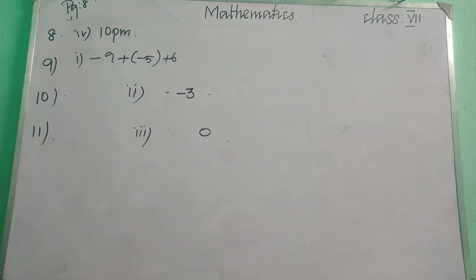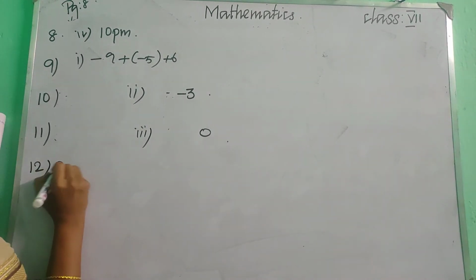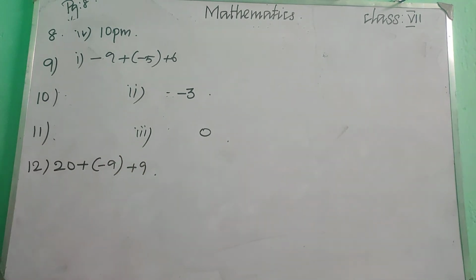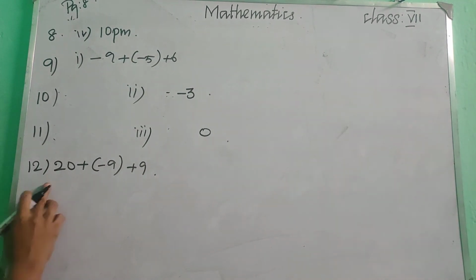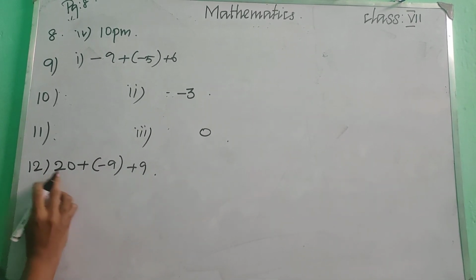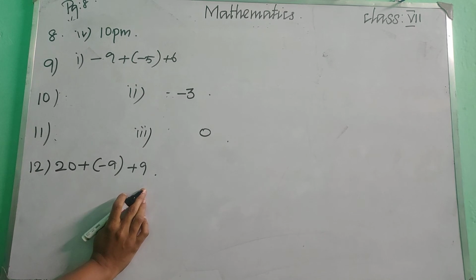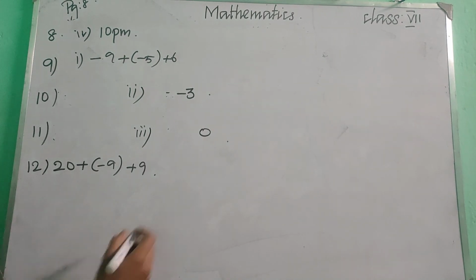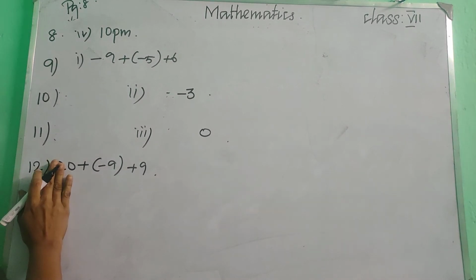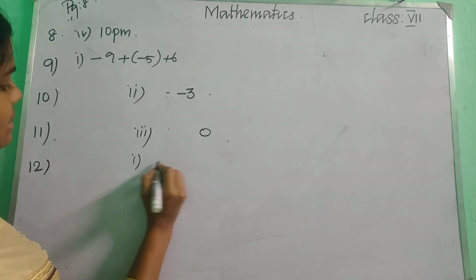Okay, children, and then the 12th one, the question is 20 plus minus 9 plus 9. Let us add the integers having the same sign. Here 20 and here plus 9. So 20 plus 9, 29. 29 minus 9 is 20. So the answer is plus 20, option 1.